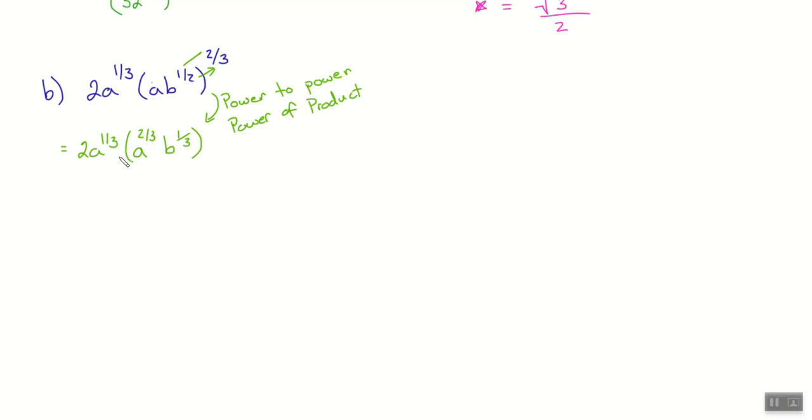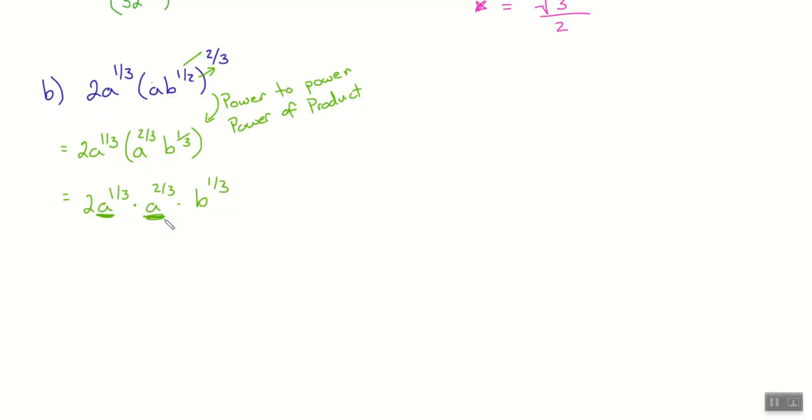But if these parentheses don't really mean anything, and this is purely optional, do you agree that this is just 2a to the 1/3 times a to the 2/3 times b to the 1/3? Okay, it's the same thing. I wouldn't normally write this. Do we have any of the same bases? Just to make sure we're clear, the base is the thing that's being raised to a power. I have the same base here, and they're multiplying.